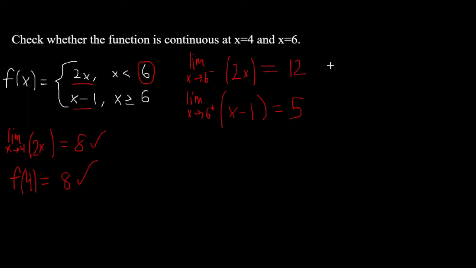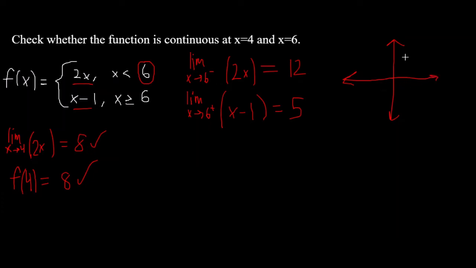Since the limits are not equivalent, we already know that there's a discontinuity. But what kind of discontinuity is there? Well, let's check this on a graph. Usually you would just be able to tell this on your own, but I would like to represent this for you.